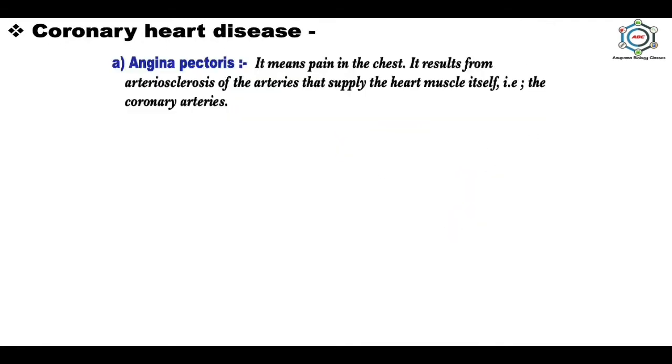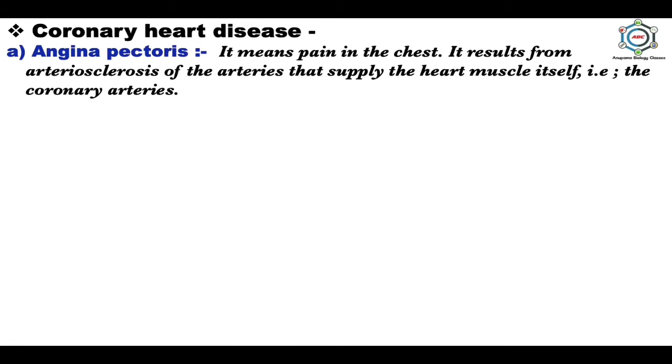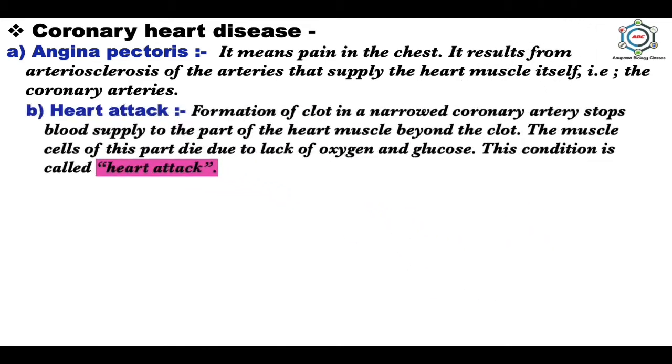Now, coronary heart disease. Angina pectoris is the first coronary heart disease. It means pain in the chest. It results from arteriosclerosis of the arteries that supply the heart muscles itself, that is the coronary arteries. Because of lack of required expansion, these arteries are unable to carry extra blood to the heart muscles at the time of stress when the heart is beating more vigorously.